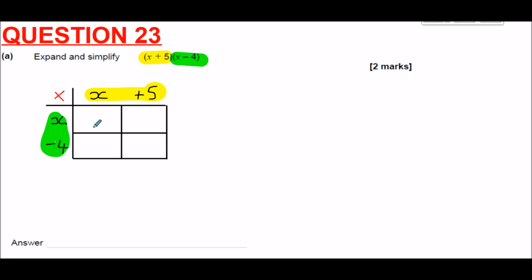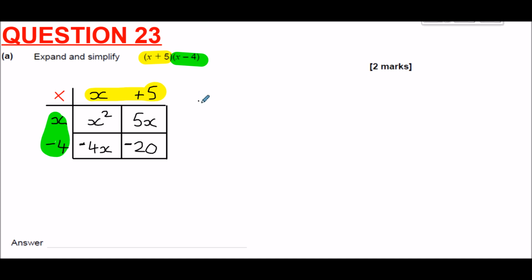So what we're going to do is just multiply what's above the box by what's to the side of the box. So this first box here will be x multiplied by x, which is x squared. This one here, 5 multiplied by x is 5x. This box, x multiplied by 4, would be 4x. But because that 4 is a minus 4, that makes it minus 4x. And finally, 5 multiplied by 4 would be 20. But because the 5 is positive and the 4 is negative, if you multiply two things which have opposite signs, one plus and one minus, the answer will always end up as a minus value.